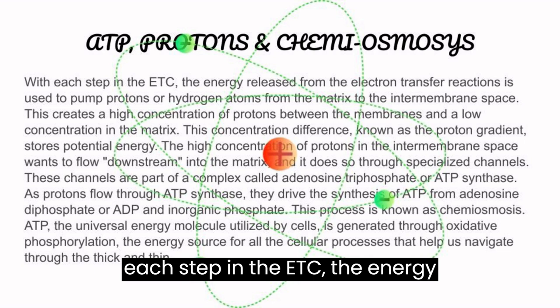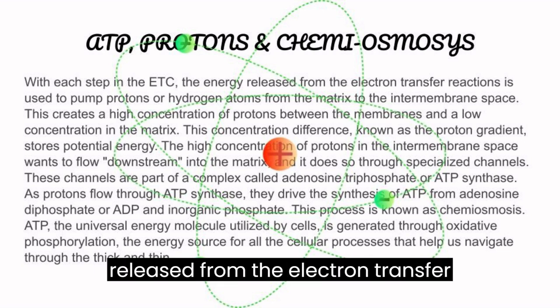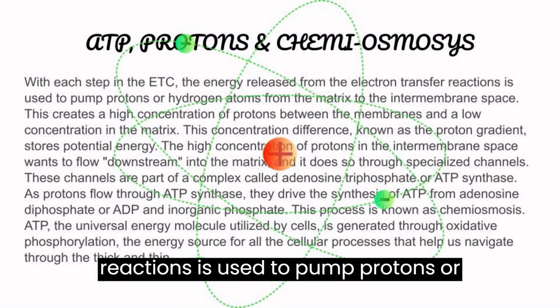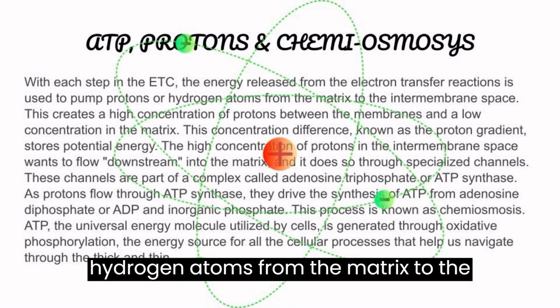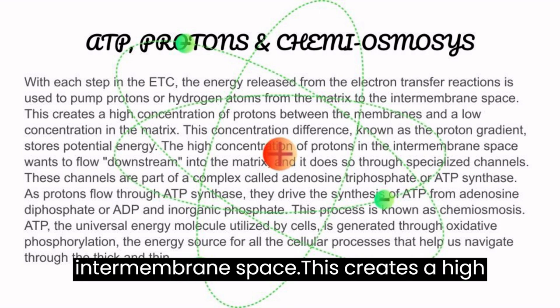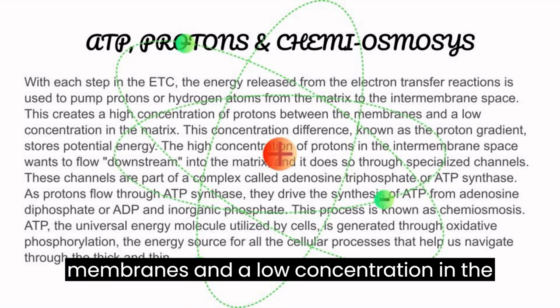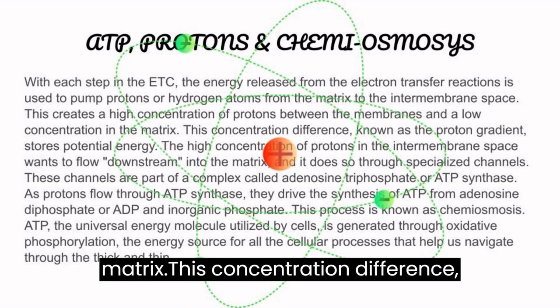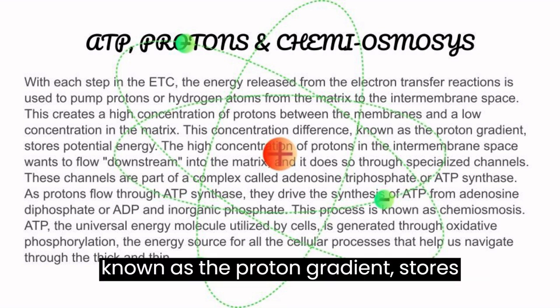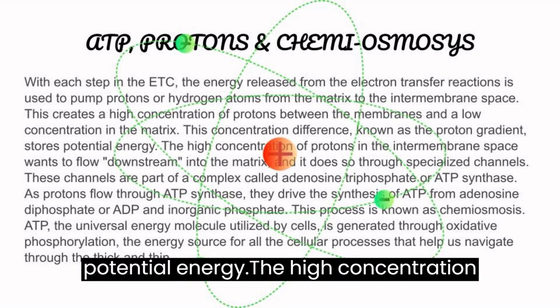With each step in the ETC, the energy released from the electron transfer reactions is used to pump protons or hydrogen atoms from the matrix to the intermembrane space. This creates a high concentration of protons between the membranes and a low concentration in the matrix. This concentration difference, known as the proton gradient, stores potential energy.